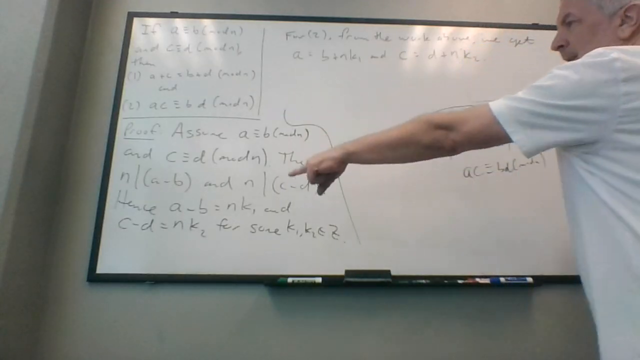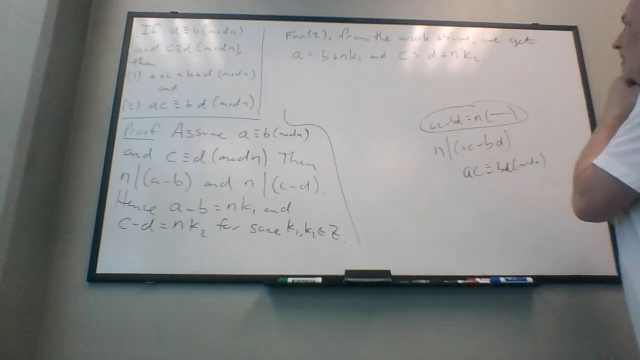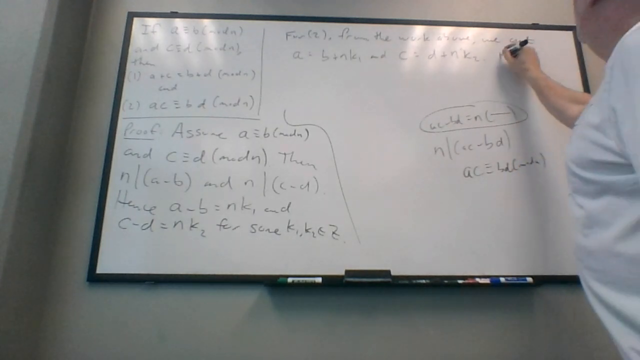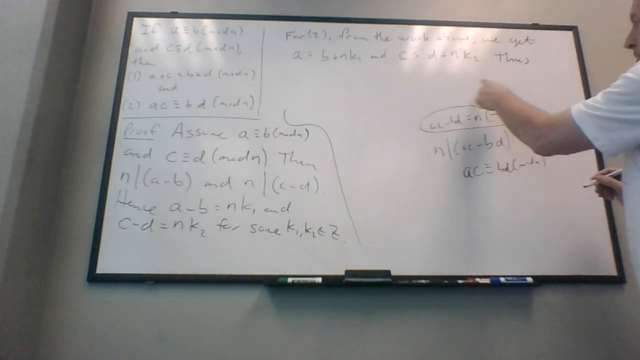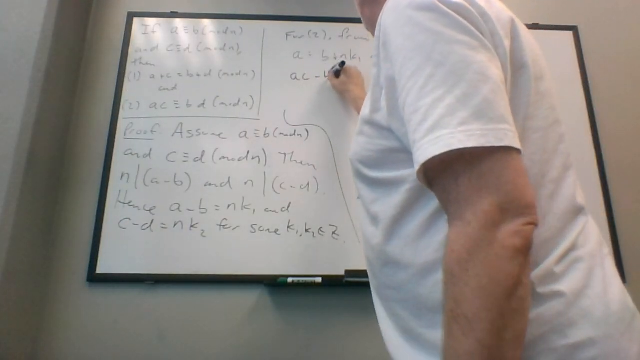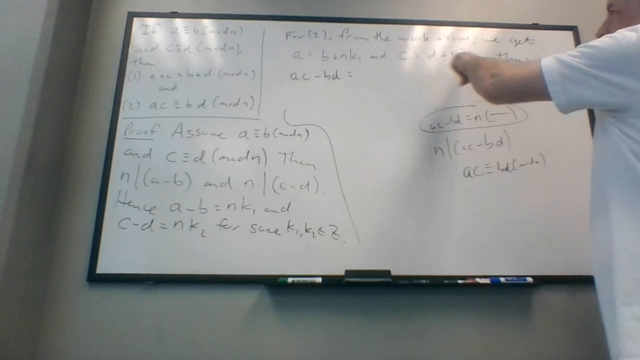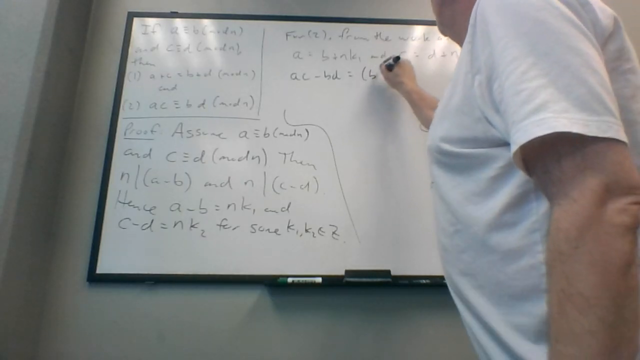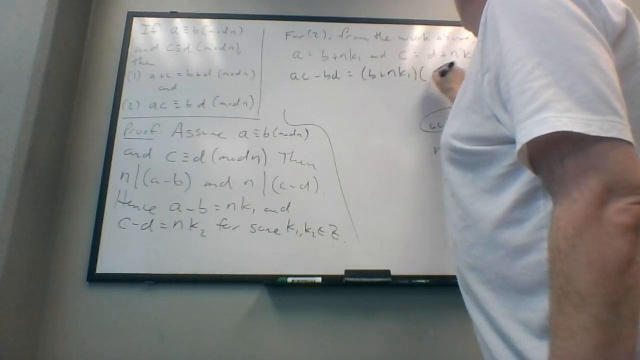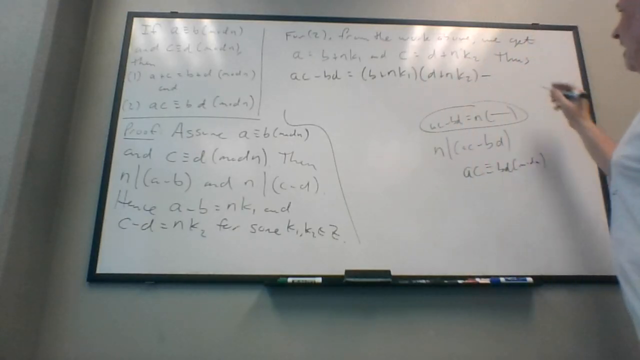And again, because it's been a while, that's why I said from the work above, the reader knows to look further back. Okay, so now I'm interested in doing this. So let me do AC minus BD. Well, I just said A is this quantity and C is this quantity, so let's substitute. B plus NK1, D plus NK2, and then minus BD.